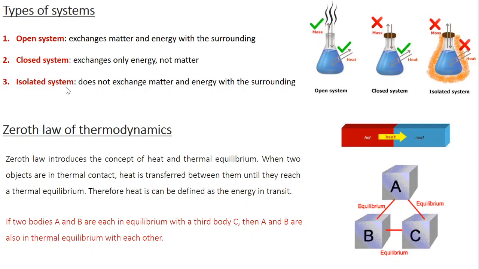You also have isolated system, where the system neither exchanges matter nor exchanges energy with the surrounding. For example, you take a closed beaker and put it inside a thermal isolation, like a thermal flask. Since the opening is closed here, water vapor cannot escape from the beaker. Similarly, since there is a thermal isolation, heat is also not exchanged between the system and surroundings. So this is an isolated system.